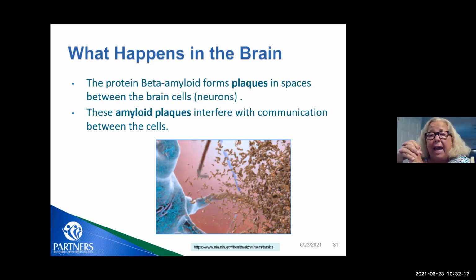Now that amyloid plaque is irritating to the brain. It's not supposed to be there. And because they're in between the brain cells, the little ends of the brain cells can't reach good to communicate. So the amyloid plaques interfere with communication and they're irritating.